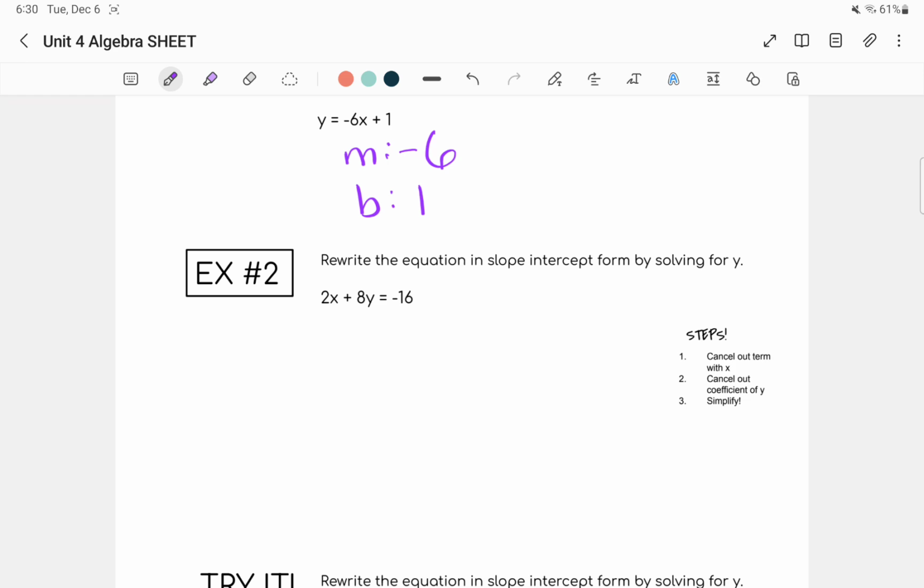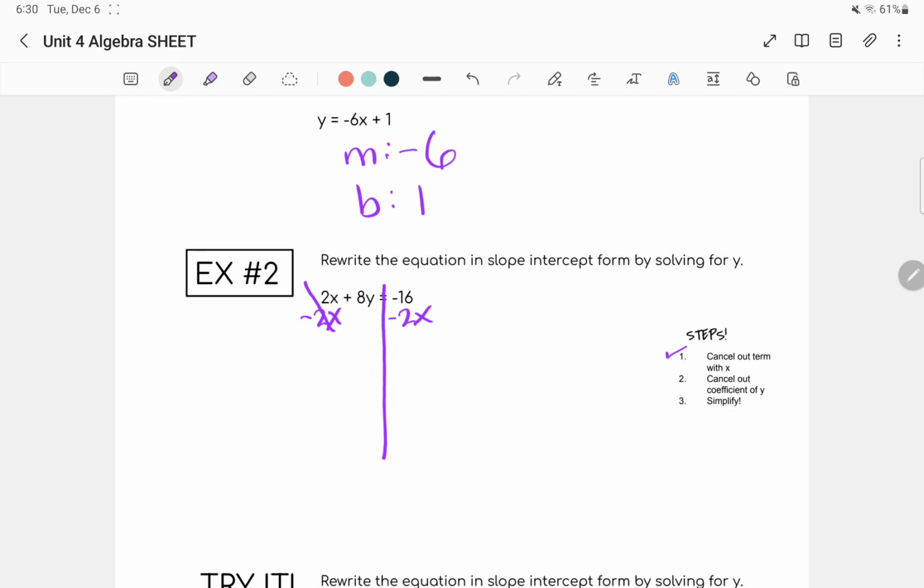So it says first cancel out the term with the x. And actually, before we even get into the steps, what do we always do when we solve equations? We draw our line down the equals. All right, now we can cancel out the term with the x. That would be this 2x. So I'm going to subtract 2x from both sides. All right, and I've done that. So now let's go ahead and simplify those.